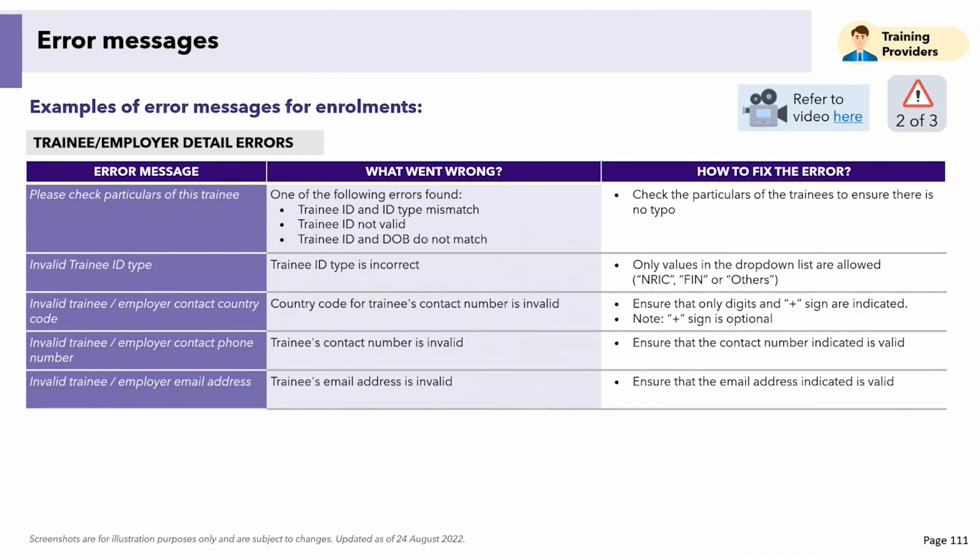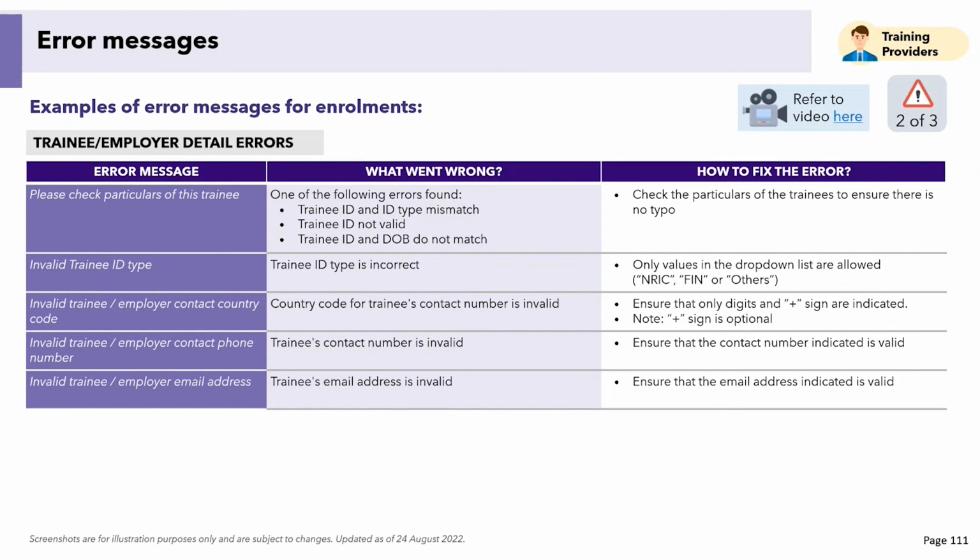The second type of errors are the trainee and employer detail errors. For this, if you get an error message that says, please check particulars of the trainee, then it could either be a mismatch of the ID, ID type, the ID is not valid, or your trainee ID and date of birth do not match. Okay, so in this case, the user can check the particulars of the trainee again.